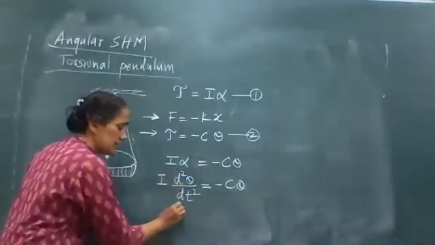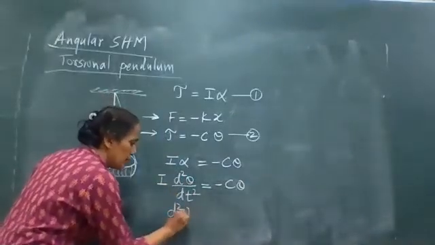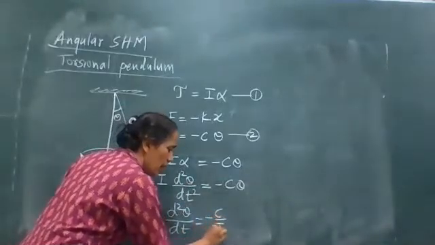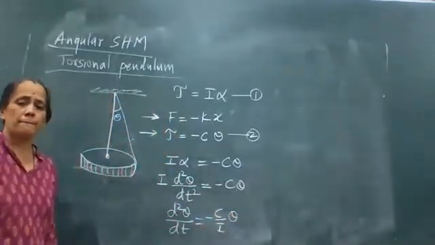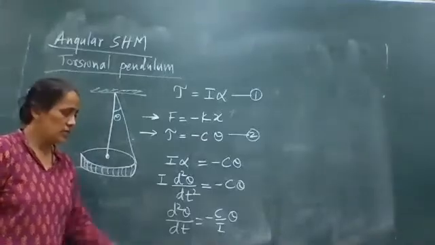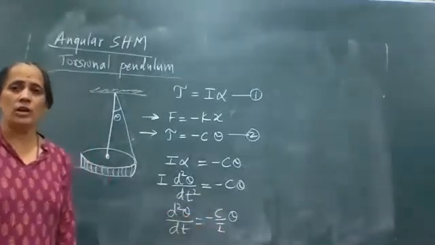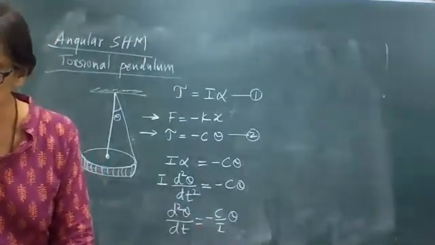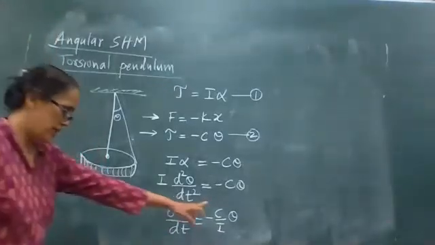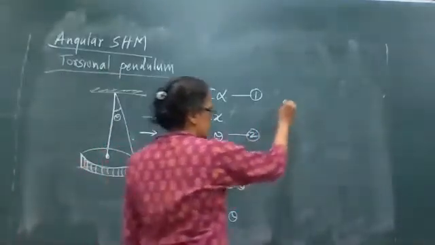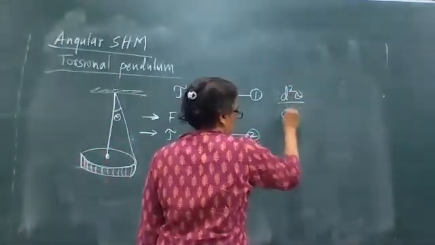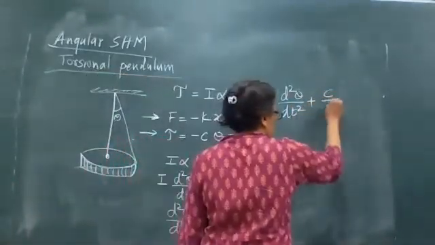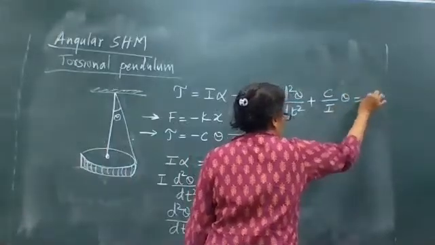Therefore, I can write this equation as d square theta by dt square is equal to minus c upon I into theta. Now this c upon I is nothing but what? Torsional constant per unit moment of inertia. So this is equivalent to d square theta by dt square plus c upon I into theta, which is equal to 0.